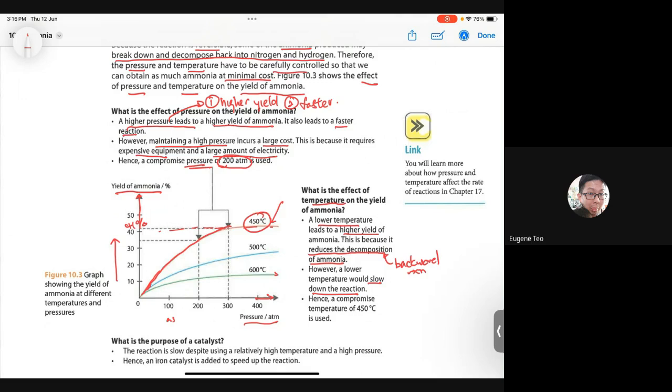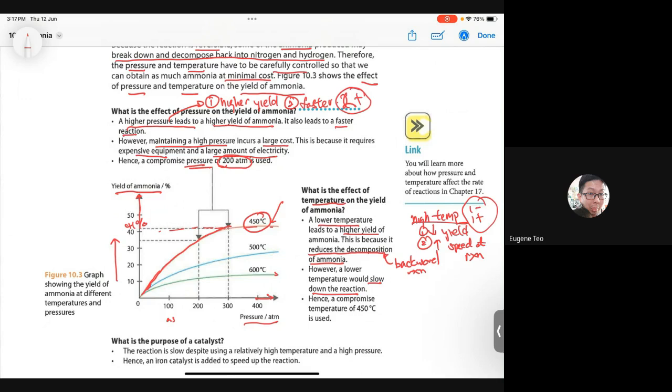So it's always about speed and yield. I'm trying to balance the speed and yield. High temperature will actually reduce the yield, but it will increase the speed of reaction. So high temperature has one negative effect and one positive effect, whereas pressure has both positive effects. So just take note in terms of this Haber process, it doesn't mean higher pressure, higher temperature is good. It really depends on the reaction.